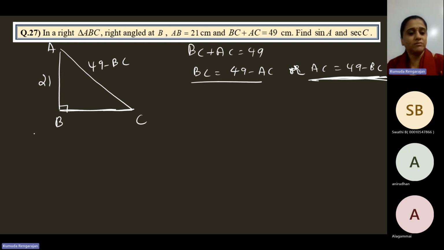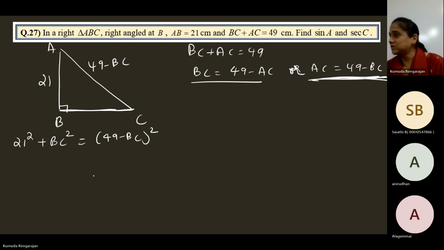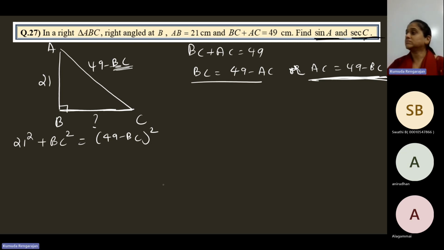So now apply Pythagoras theorem. 21 square plus BC square is equal to 49 minus BC the whole square. So this is one equation. There is only one unknown, BC. So you can work and find BC. And once you find BC, you will put it here, and 49 minus BC will give you AC. Then you can find sin A and secant C.